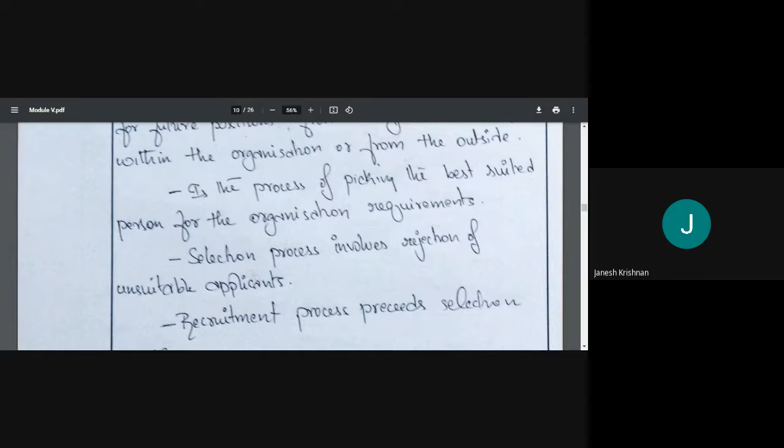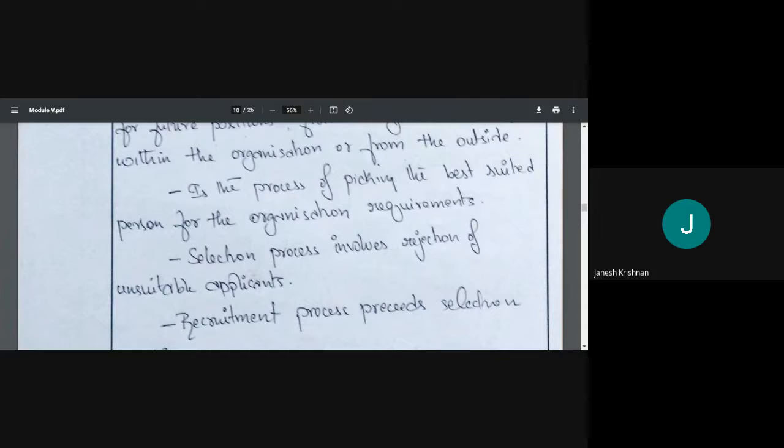So it is the process of picking the best suited person for the organization requirement. So what is my requirement? According to that, I am choosing the best person. So when we say we are selecting the person, we are also rejecting the person. Whenever we are selecting someone, we are also rejecting. So the selection process involves rejection of unsuitable applicants. Right? So the recruitment process precedes selection.